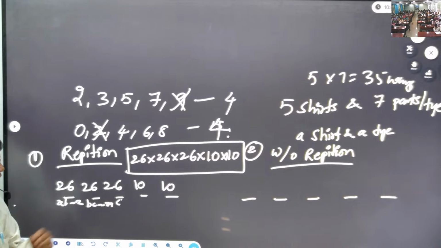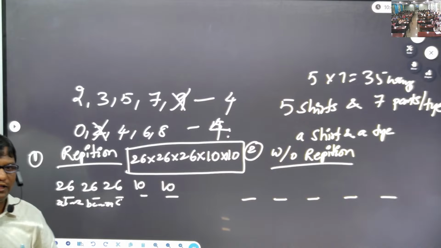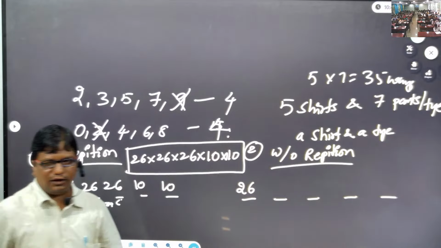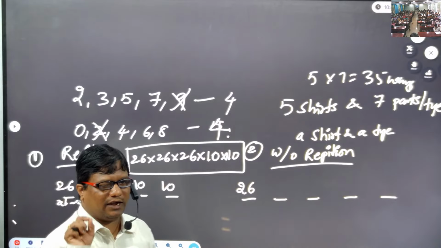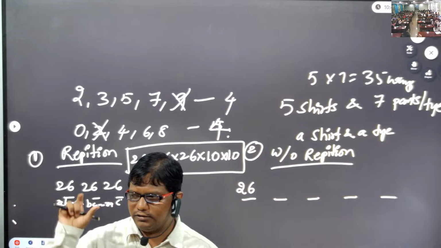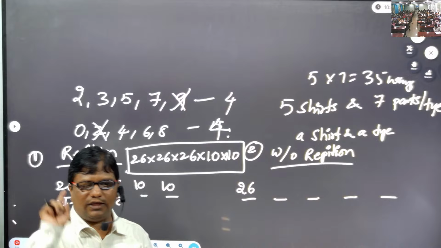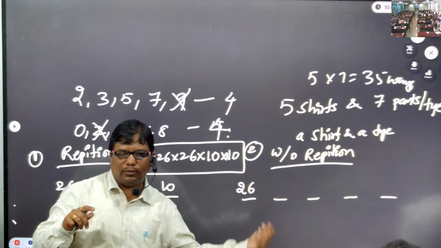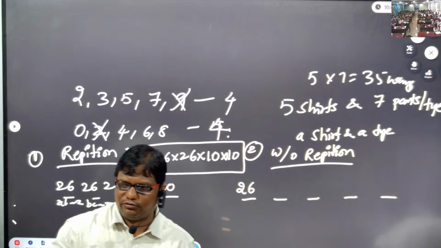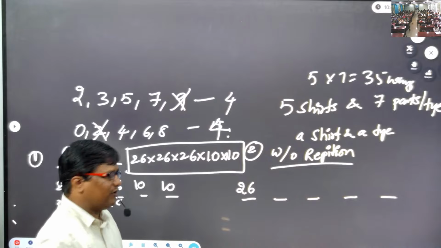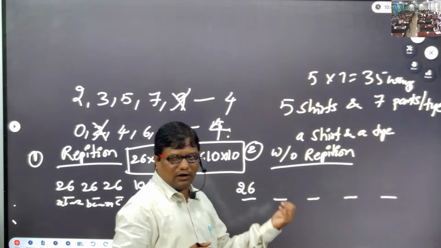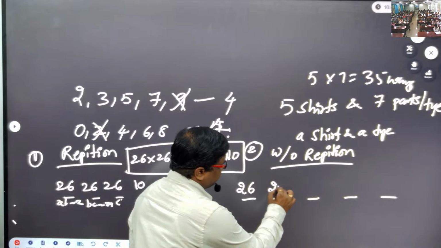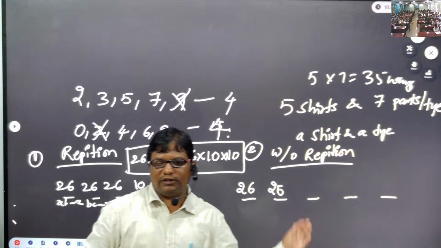Fine. So when I am writing 26 for the first letter, I can start my letters from A to Z. That possibility is there when I am writing for the first letter. So when I am writing for the second letter, how many alphabets can I use? 25. Because I have already used A over here, I cannot repeat that particular alphabet.